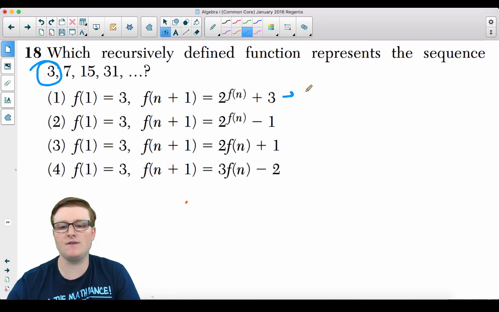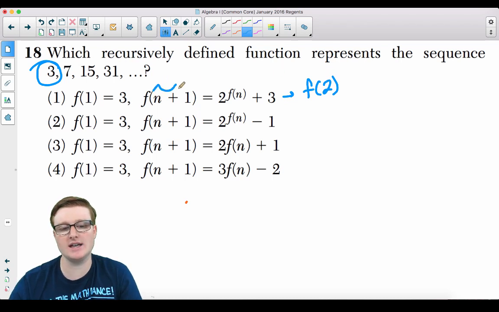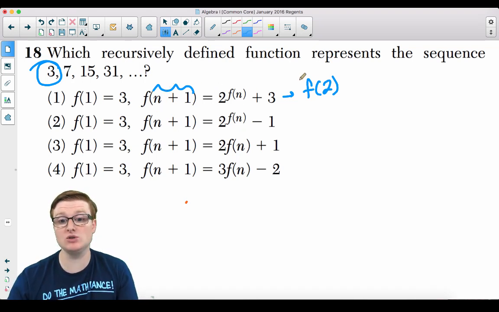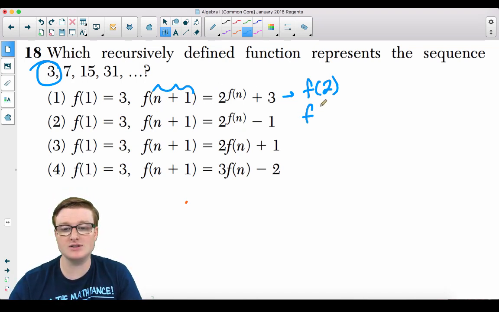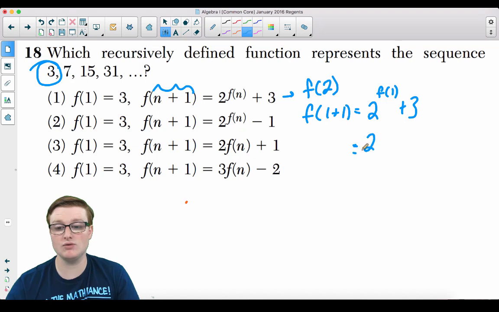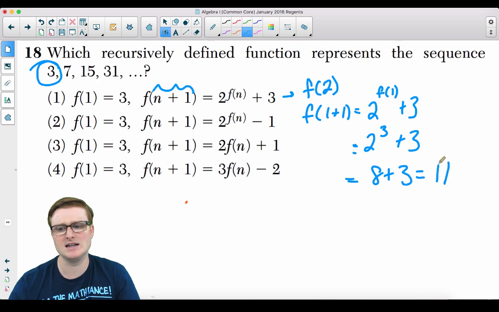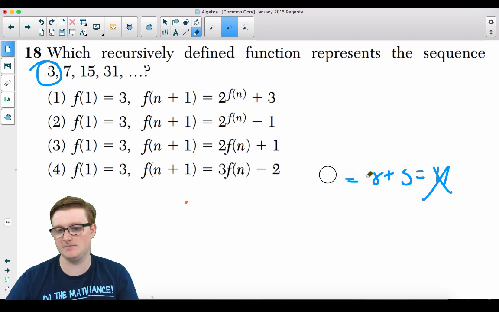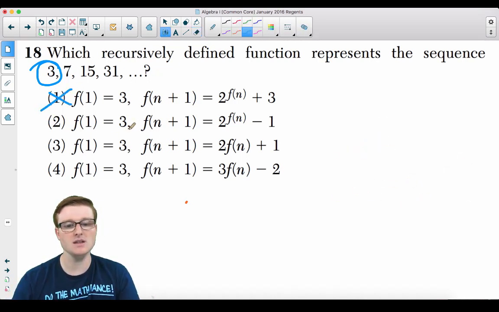And let's just say I want to find, well, what is f of 2? Well, in order to acquire f of 2, watch this. N has to be 1 to get 2, because 1 plus 1 is 2. So f of 2, you really have to do f of 1 plus 1, which is equal to 2 raised to f of 1, plus 3. Well, what is f of 1? F of 1 is 3. So we get 2 raised to the third plus 3. That's going to be 8 plus 3. That's equal to 11. That's not equal to 7. So choice 1 is definitely wrong, out of the question. Makes no sense.